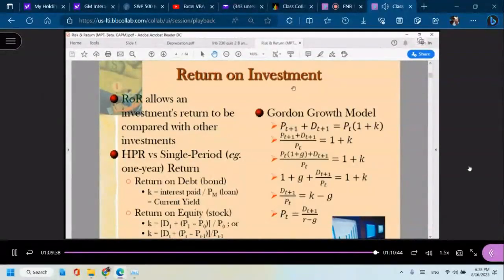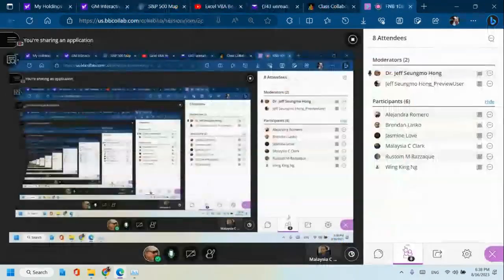This is my own derivation of the Gordon growth model, and I discovered it. This is how I understood the Gordon growth model, how it became this. I discovered it when I was a grad student, about 30 years ago. Right, that wraps up the illustration of how the Gordon growth model is derived.